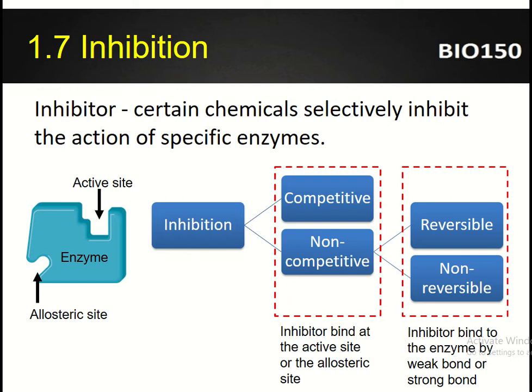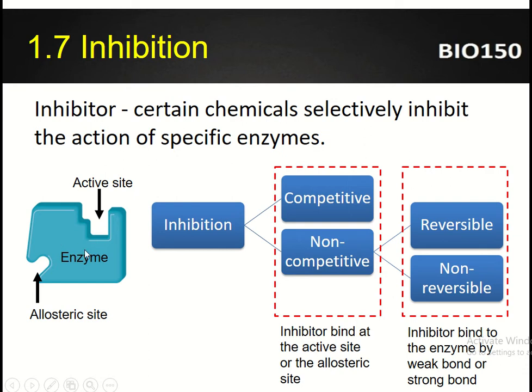Previously, we already learned about the factors that can affect the enzyme activity, and one of them is the inhibitor. So what is an inhibitor? An inhibitor refers to certain chemicals or substances that selectively inhibit the actions of a specific enzyme. And bear in mind, the enzyme structure does have two sites.